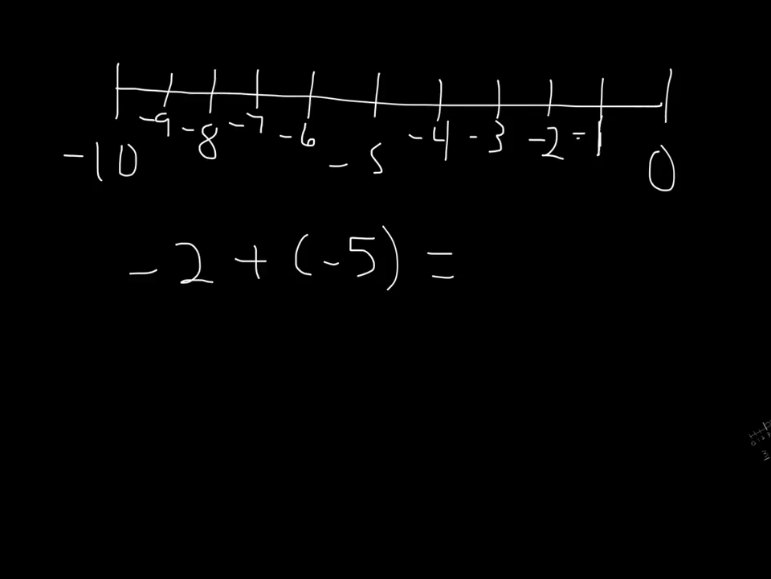So go ahead and draw yourself a number line. Notice mine goes from negative 10 to 0, and write down the problem negative 2 plus negative 5. Pause the video and do that, and then we're going to discuss how to do this on the number line. Okay, I hope you've taken the time to write that.